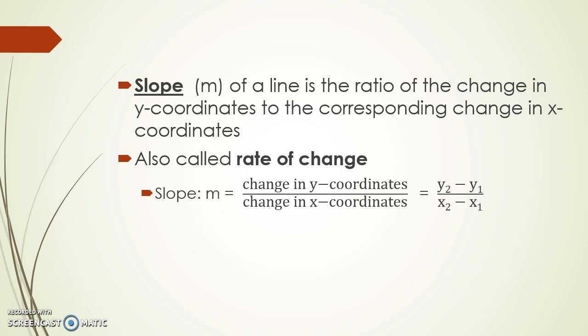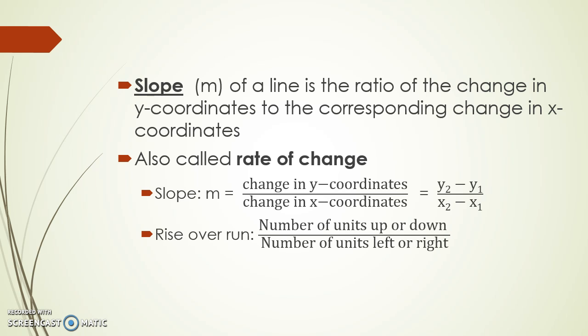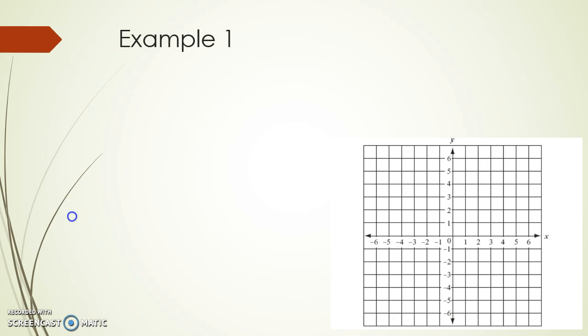The way we find slope, we have M equals the change in y coordinates, or y2 minus y1, over the change in x coordinates, or x2 minus x1. And we'll talk a little bit more in a minute about which one is y2 and which one is y1. And when you're on your graph, remember rise over run. The numbers on top tell you how many to go up or down, and the numbers on the bottom tell you how many to go left or right.